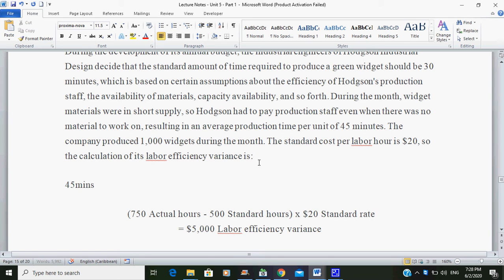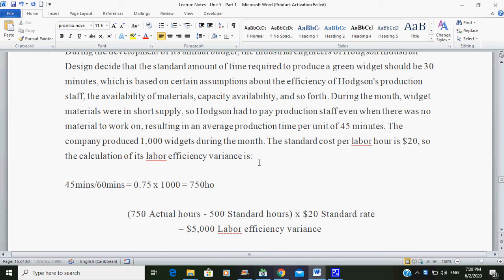So that's where you got it from. Good? And when you finish that part now, you subtract the standard from the actual. You would have gotten a figure of 250. You multiply that 250 now by 20, and you get the $5,000 labor efficiency variance.